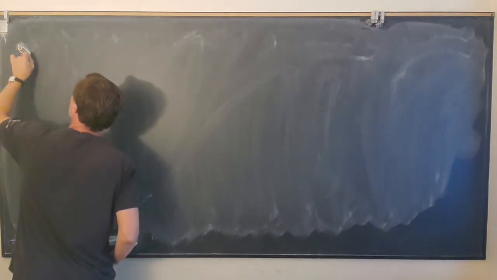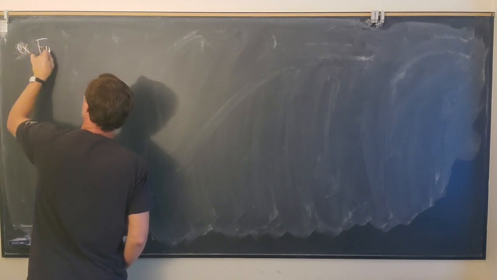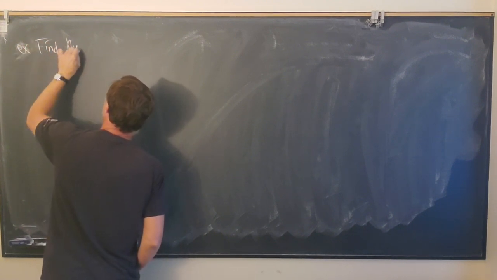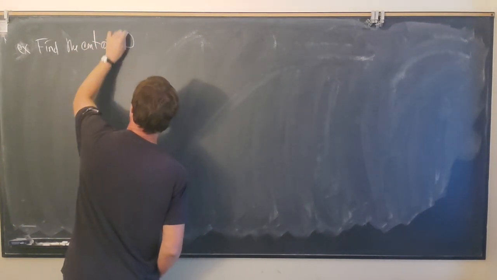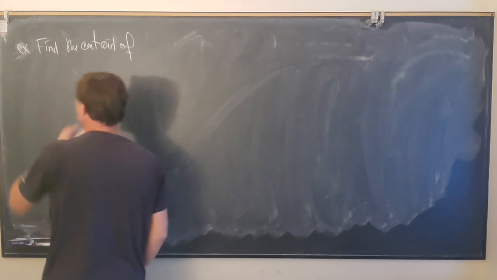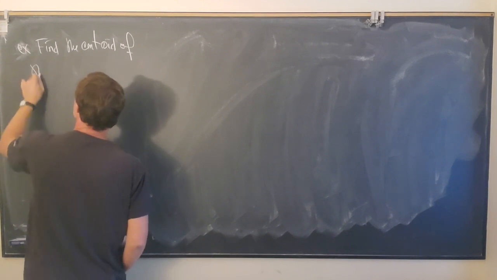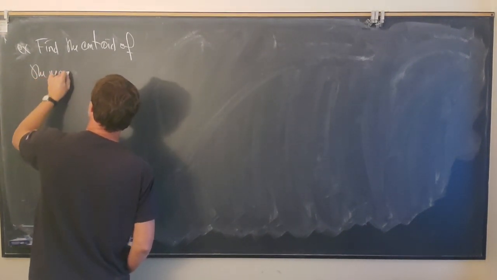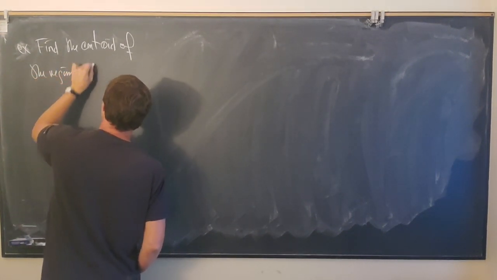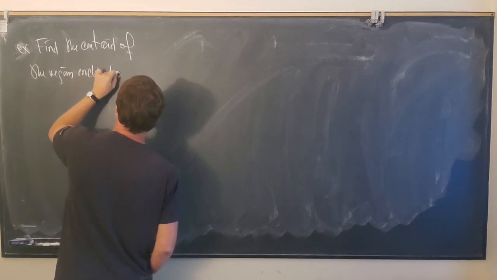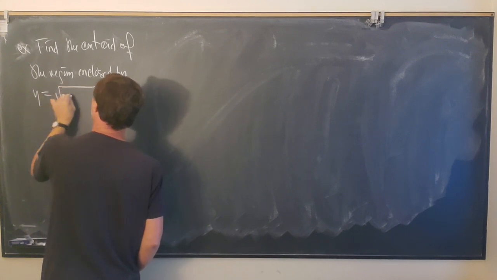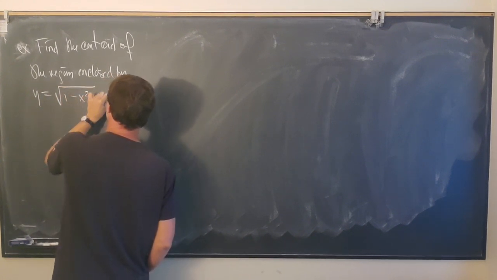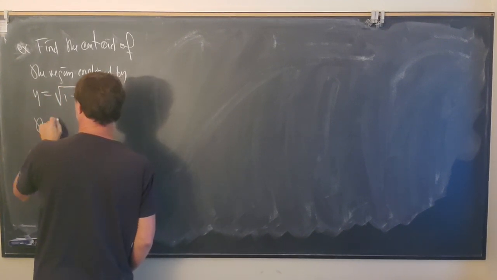Okay, so let's try one more example, and this one we'll phrase in terms of centroid. I want to find the centroid of the region enclosed by the graph y equals square root of 1 minus x squared and the x-axis.